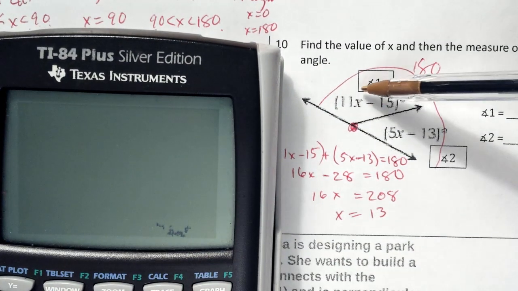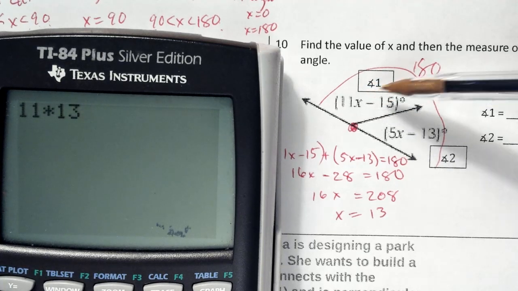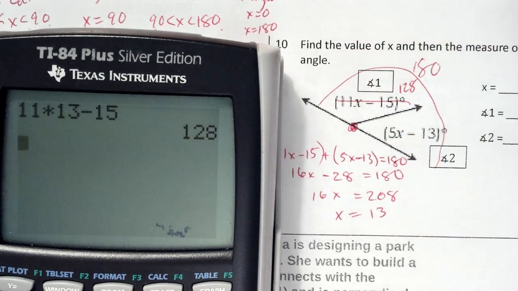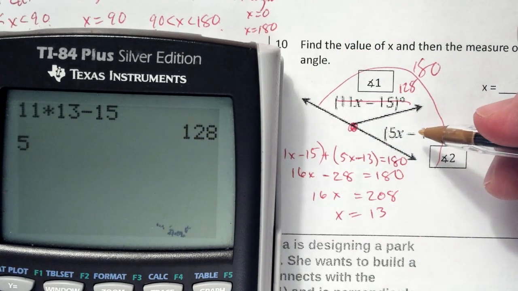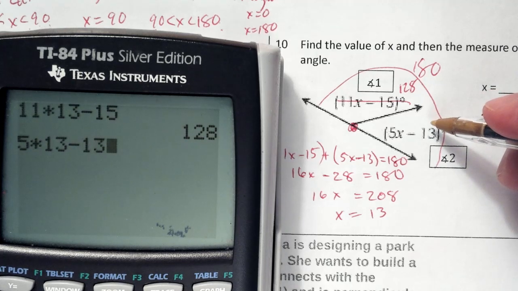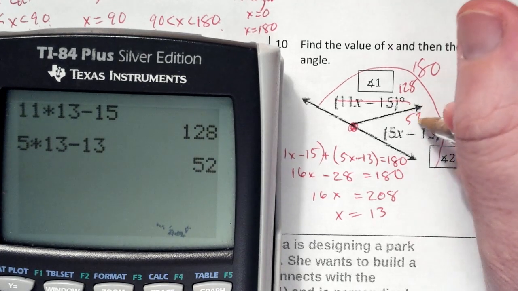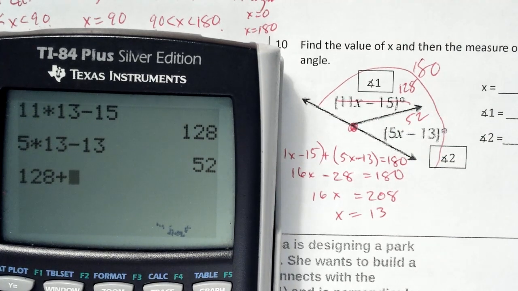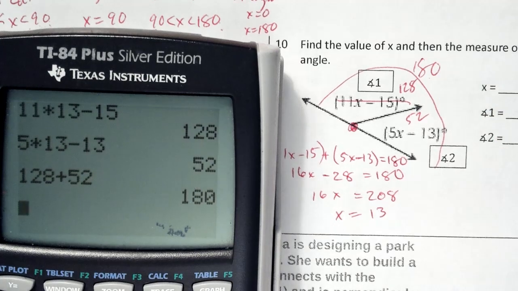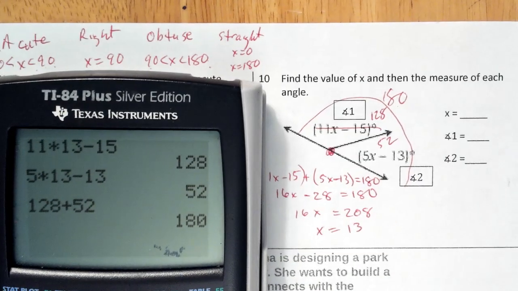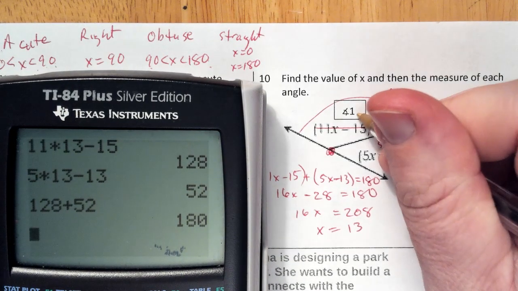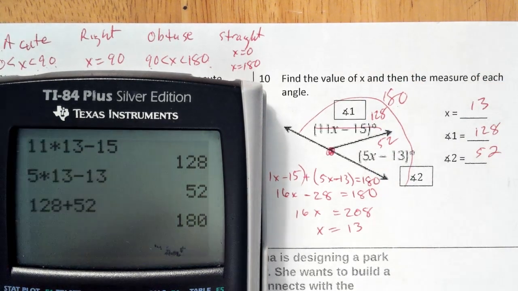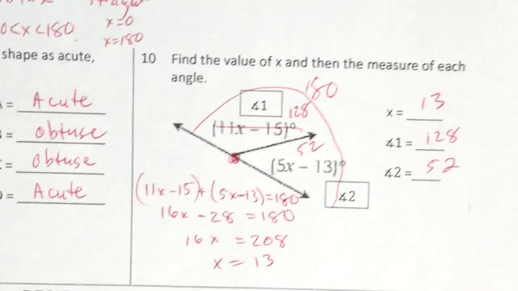We get 11 times 13 minus 15, and we pop out with 128. And over here, 5 times 13, subtract 13, we pop out with 52. And do those two add up to 180 degrees? 128 plus 52, yes. So that's telling me I'm doing this right. So your final answers: x was 13, angle 1 was 128, and angle 2 was 52. And that is the answer to number 10.